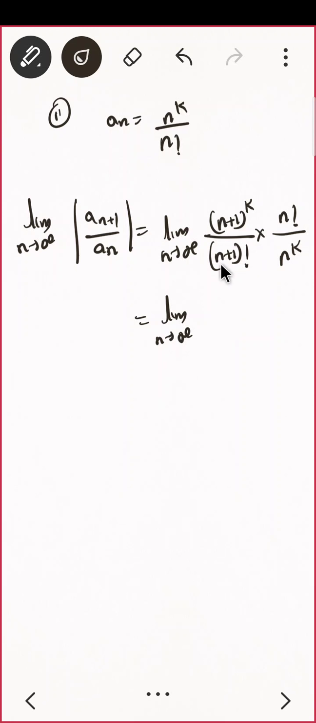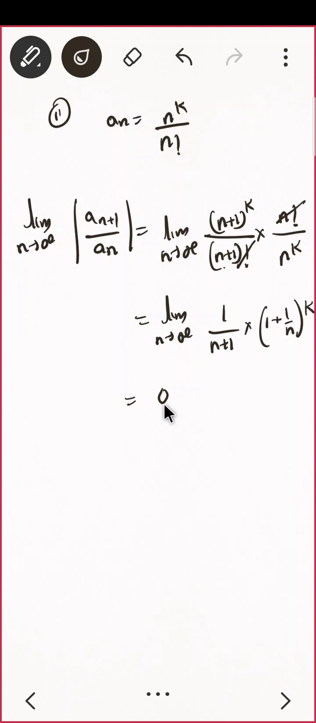This is n plus 1 factorial. It can be broken into (n plus 1) into n factorial. So n factorial will get cancelled with this. And from here n raised to k, and this is (n plus 1) raised to k. So you can combine these two together. So it will be 1 upon (n plus 1) multiplied by (1 plus 1 by n) raised to k. Correct? This is what you are having. Once you take the limit as n tends to infinity, this part is okay, but 1 upon (n plus 1) goes to 0. So this limit is 0.